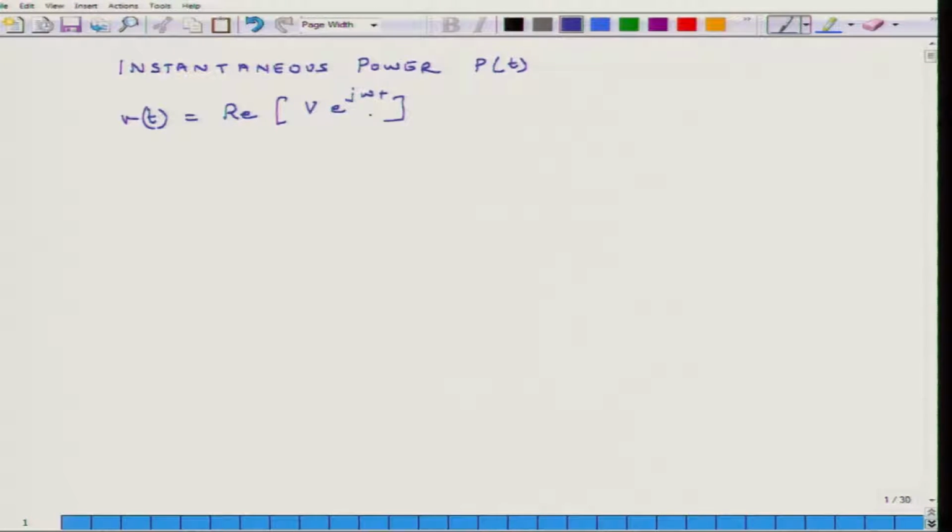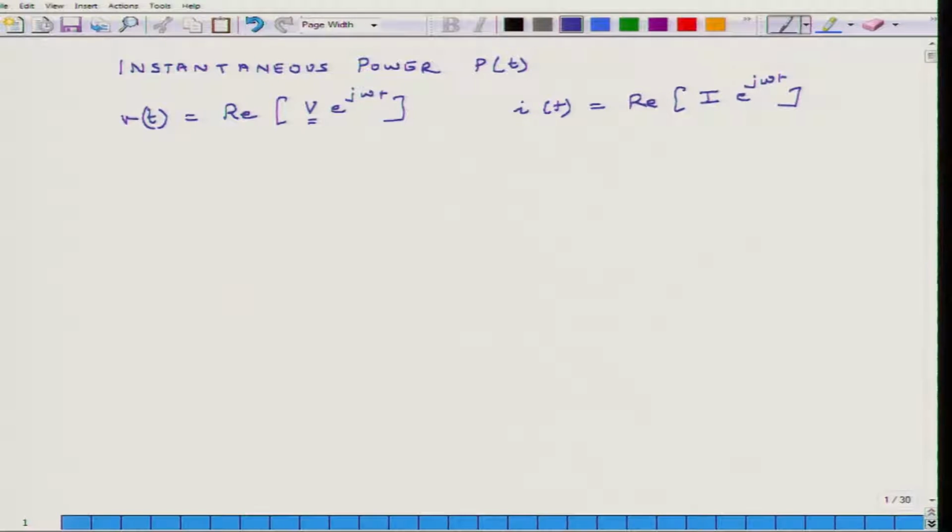Please remember that here V, the capital V, is a complex number, a complex amplitude, and in e^(j omega t), omega is the angular frequency and t is time. Similarly, a current which can vary with time could be written as real of complex amplitude I e^(j omega t). So, that is our definition for current.